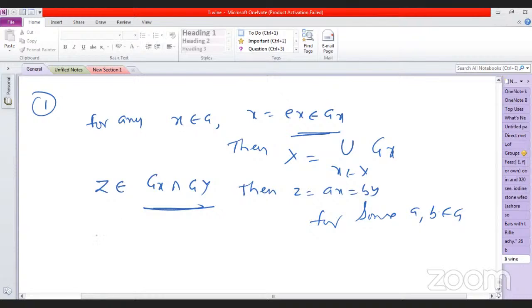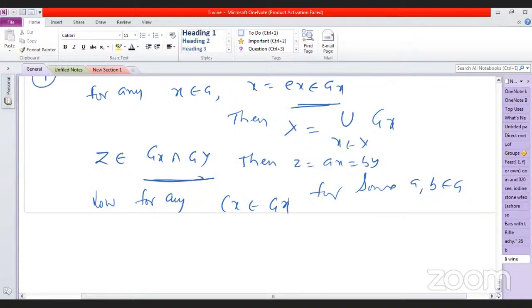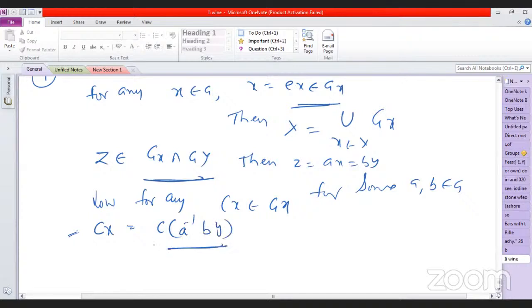Now for any cx belongs to Gx, I am writing here, cx belongs to Gx. So therefore automatically, cx is equal to c of a inverse by. In place of x, we can write a inverse by.